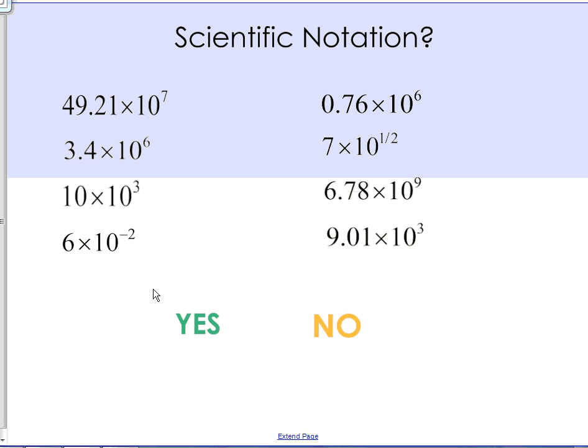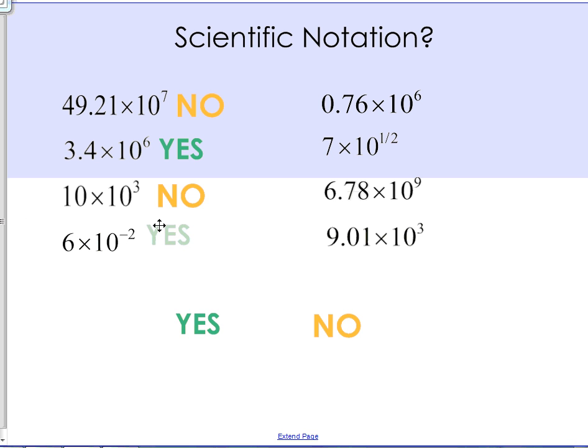not being scientific notation. Okay, so this first one, 49.21 times 10 to the seventh power is a no. All right, but 3.4 times 10 to the sixth power is a yes. 10 times 10 to the third power. That's a no. It needs to be less than 10. It could be 9.9999999, but it cannot be 10. Okay? All right, now 6 times 10 to the negative second power.